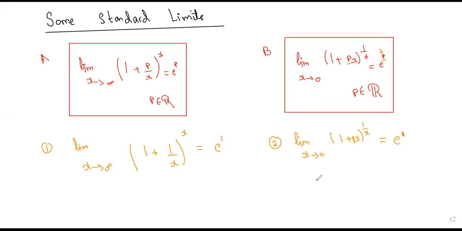This is what I was explaining already. This is what I was telling you. That 1 to the power infinity is an indeterminate form. We cannot accept that directly. So A and B are two theorems which we use for such scenarios.